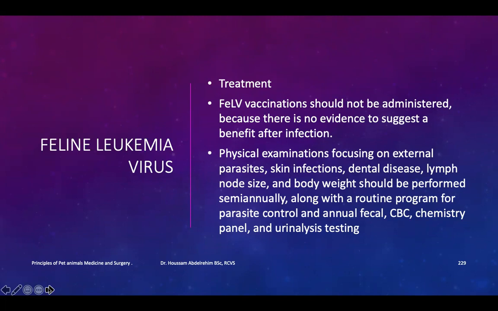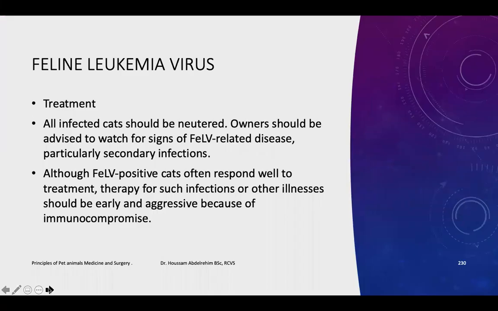Physical examination focusing on the external parasites, skin infection, dental disease, lymph node size, and body weight should be performed semi-annually, every 6 months, along with a routine program for parasite control, annual fecal, CBC, chemistry panel, and urine analysis tests. The animal must have this kind of care to keep it safe, because you know it has feline leukemia virus. All infected cats should be neutered, of course, so they don't transmit it.